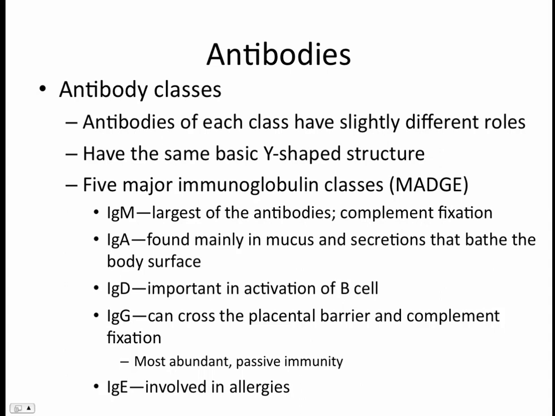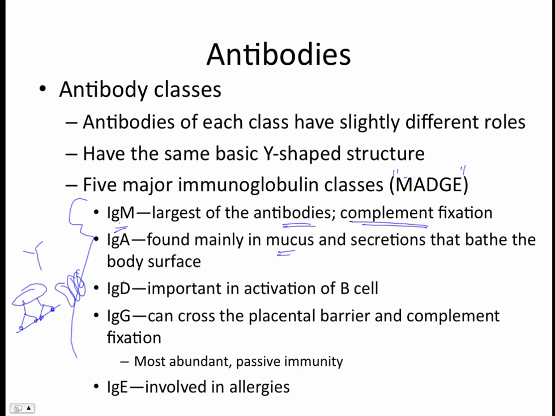If you look at the antibodies themselves, we have 5 major classes, and the way I remember them is this acronym, MADGE: M for IgM, IgA, IgD, IgG, and then IgE. All of these antibodies have this basic or similar Y shape, but they all have different roles. IgM is the largest of the antibody classes, used in complement fixation, which we saw before. It's going to recognize any surface marker that's considered foreign. Complement proteins are going to come in and then form that MAC complex.